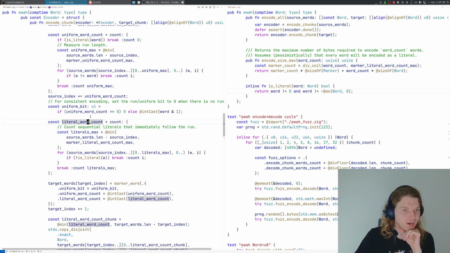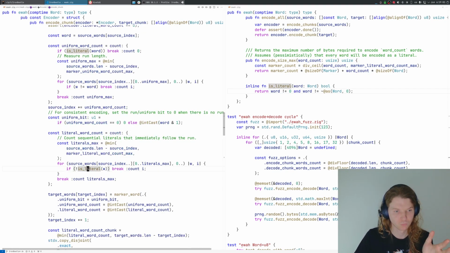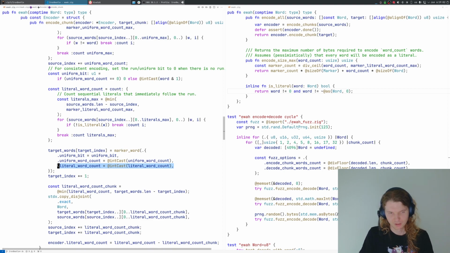After this run of the uniform words, we count the run of literal words, and then we say, okay, we have this amount of uniform words, and this first bit says whether it is just zeros or ones, and then we have this amount of literal words. So again, kind of like a control word, then uniform words are not actually stored. We store only their quantity, and then we get literal words.